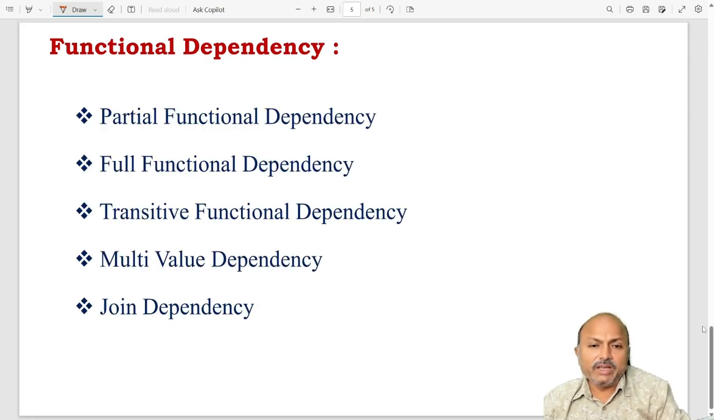Then we are going to see the list of functional dependencies: partial functional dependency, full functional dependency, transitive functional dependency, multi-value dependency, join dependency. These are the various types of functional dependencies. We will discuss each in the next video.